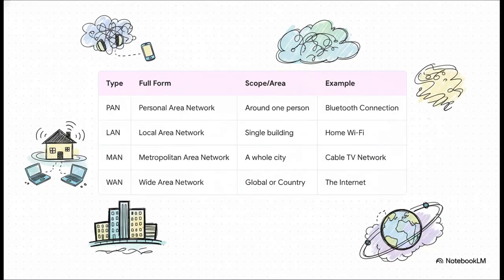Okay, so this table right here, this is basically our roadmap for the first part of this journey. We've got four main types of networks, and the only real difference between them is size, the area they cover. You've got PAN, LAN, MAN, and WAN. Let's figure out what all those letters actually mean.